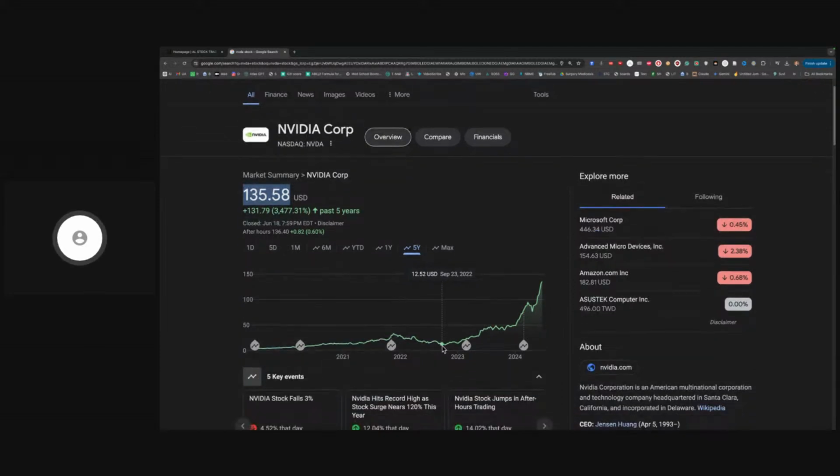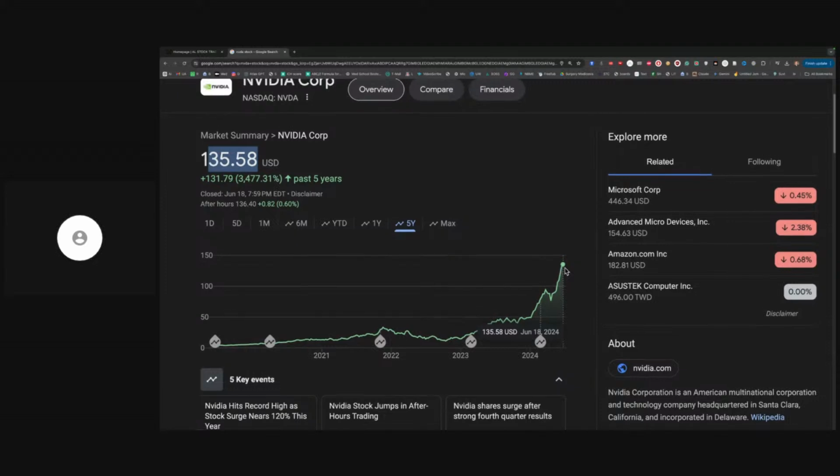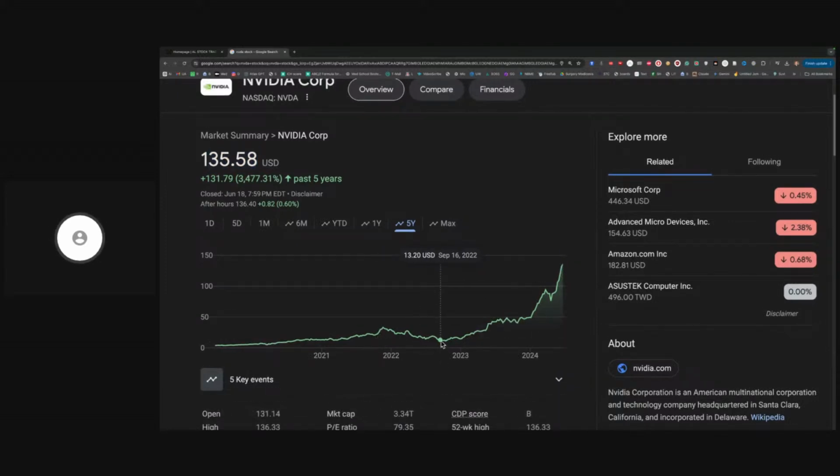It was around $174, $150 when we called it out. Now you might say, well, Al, it's $135 now. It's never been $150 before. It's never been $175 before. Well, that's because there was a stock split.